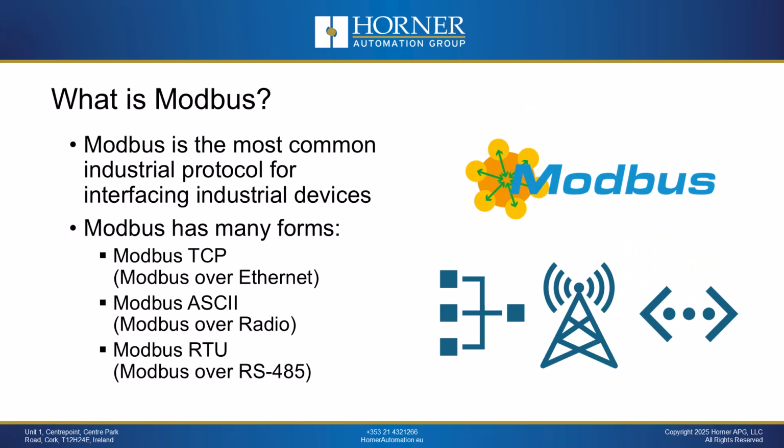Modbus is the most common industrial protocol for interfacing industrial devices and is widely supported by many devices. The Modbus protocol has many forms, so that it can be used with different media in different applications. Modbus TCP is Modbus protocol over Ethernet. Modbus ASCII is often used for Modbus communications over a radio, such as wastewater type applications or for applications where you have several devices spread across a wide geographic area. Finally, Modbus RTU, which we will be focusing on today, uses Modbus protocol serially over an RS485 network.